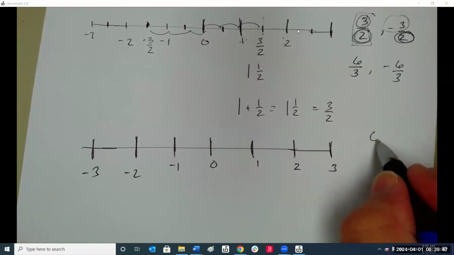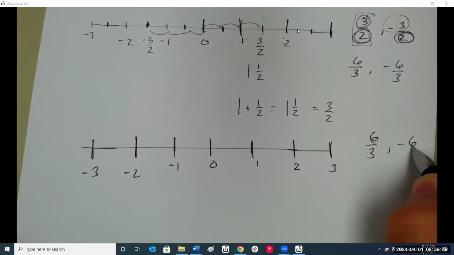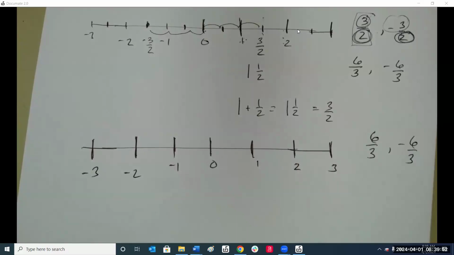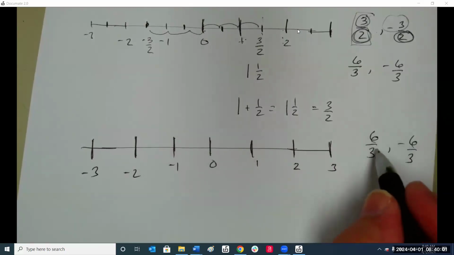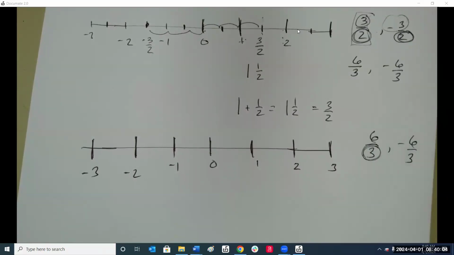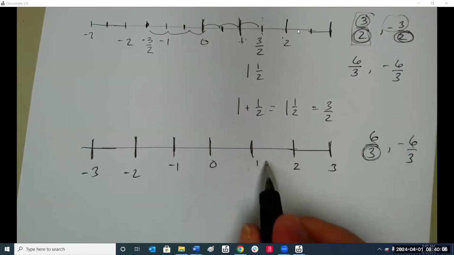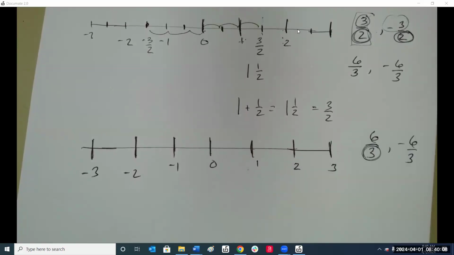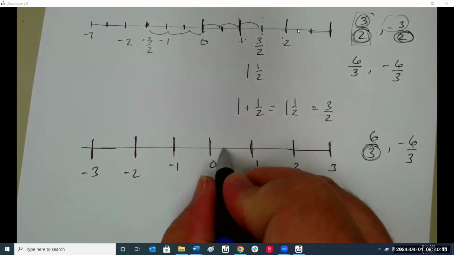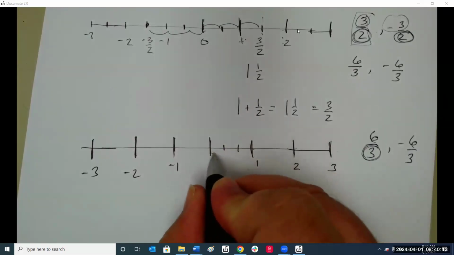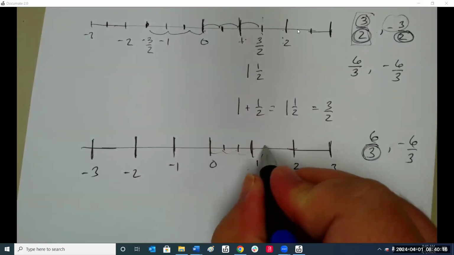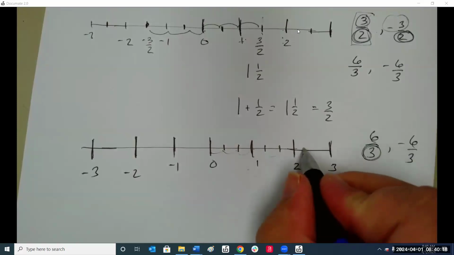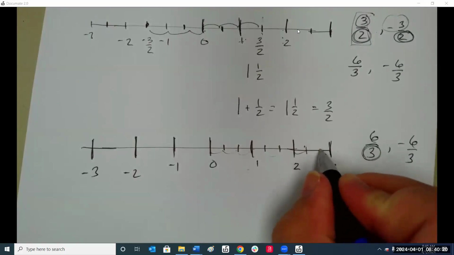6 divided by 3 and negative 6 divided by 3. So what's the concept you're going to teach the kids here? What do you look for first? It's the third. So we have to divide each one of these segments into 3 pieces. So there's 1, 2, 3, 1, 2, 3, 1, 2, 3.